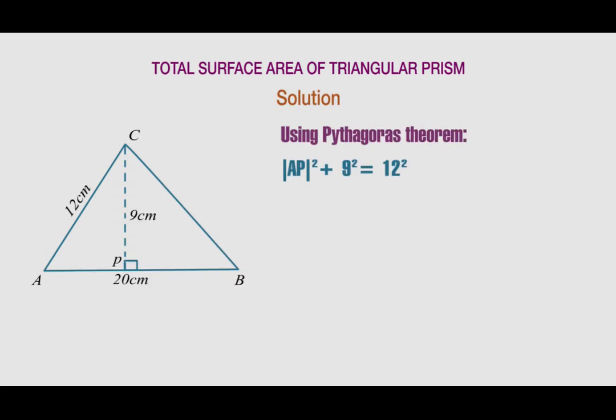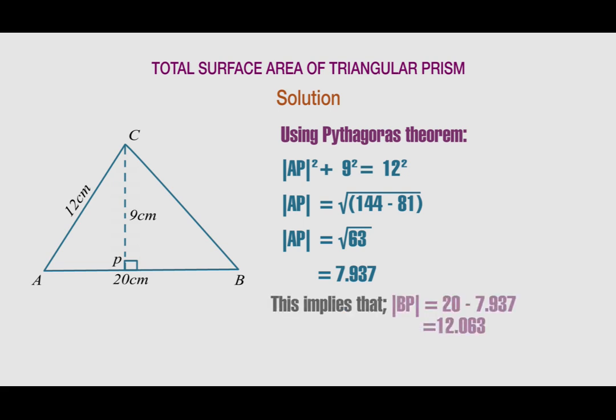Using the Pythagoras theorem, we have AP squared plus 9 squared equals 12 squared. Simplifying this, you have AP equals square root of 144 minus 81. And that will give us square root of 63. Using our calculator, we have 7.937. This implies that BP is equal to 20 minus 7.937, which is equal to 12.063.